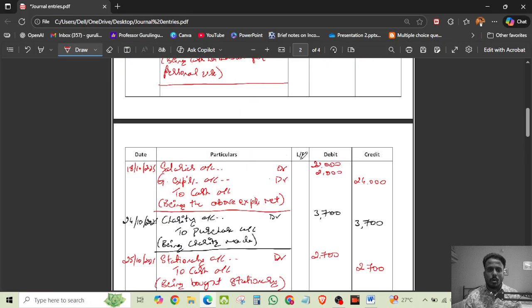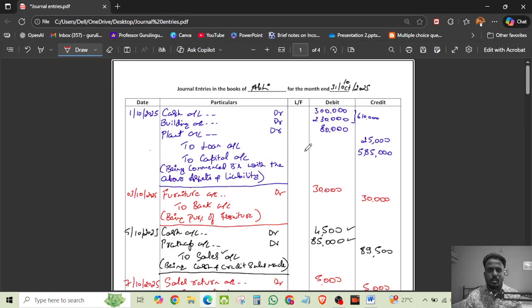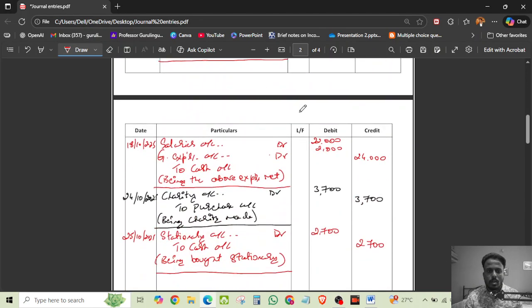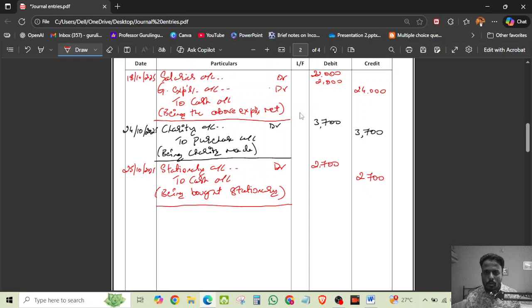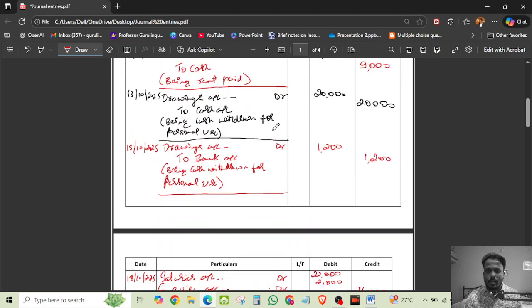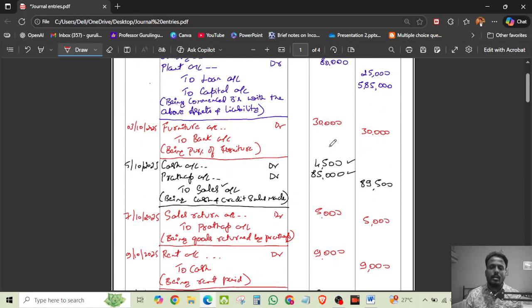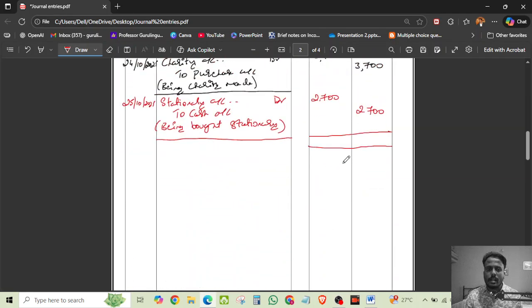I hope all of you have understood the journal entries which have been passed here. This is the bird's eye view of the solution. This is how you need to solve. At the end you need to add the total of both sides. You will get the same answer, because whatever we have written on the debit side, we have again passed the entry on the credit side also.